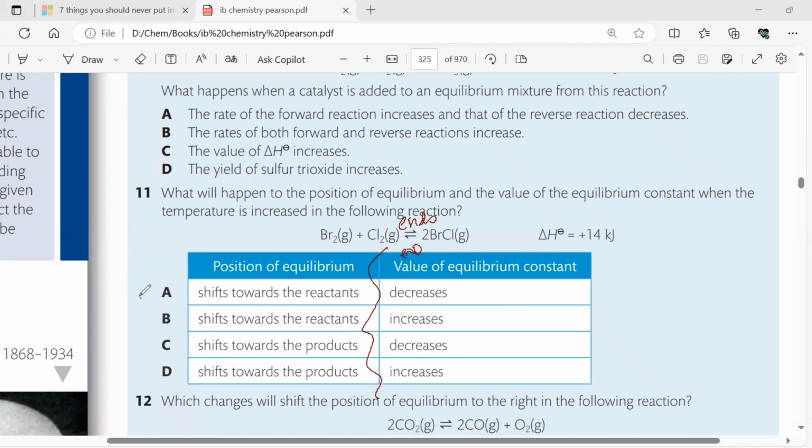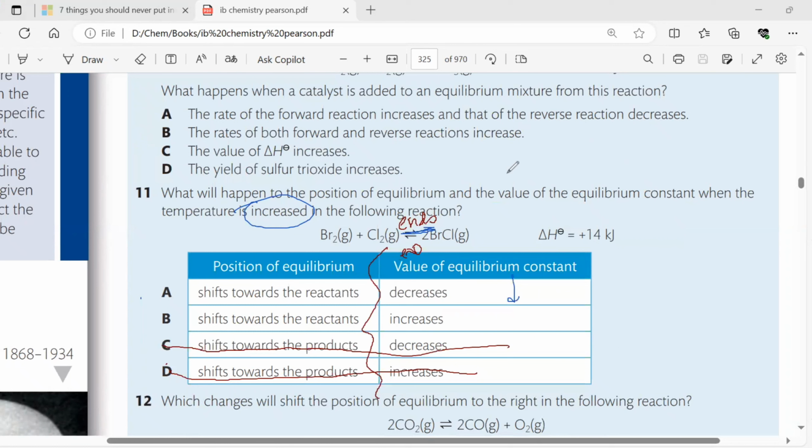So it would favor the left, so the reactants. So not this one. Now come to this over here. Now it will move to the reactant, right? When temperature is increased, which direction does the reaction go, endo or exo?